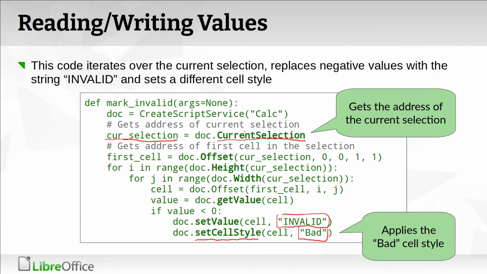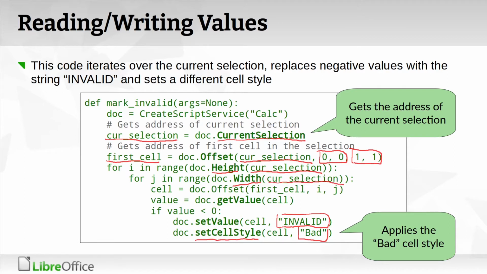So here what I do is I get the current selection, which is a string, and then I use it in the offset method to get the first cell in the current selection. How do I do this? I offset it by 0 rows and 0 columns, and when I offset I can resize it to a range with one row and one column. This is what I do here. With this I get the first cell, and then I can use the height of the current selection to get the number of rows, and the width of the current selection to get the number of columns.